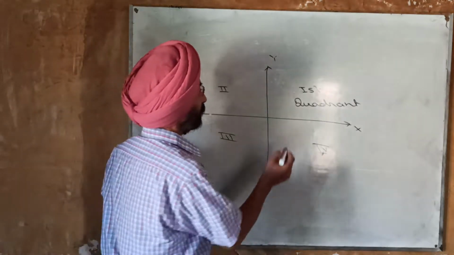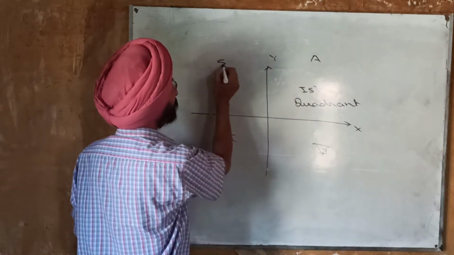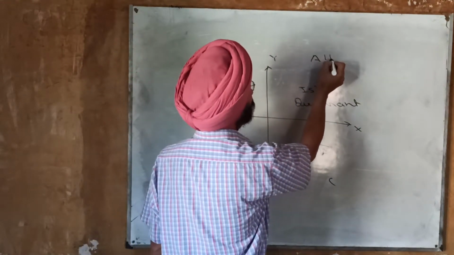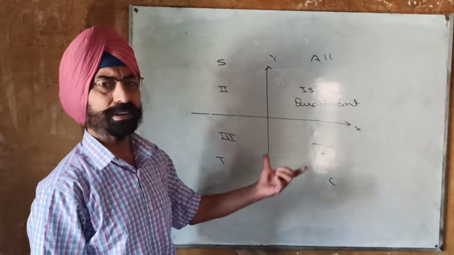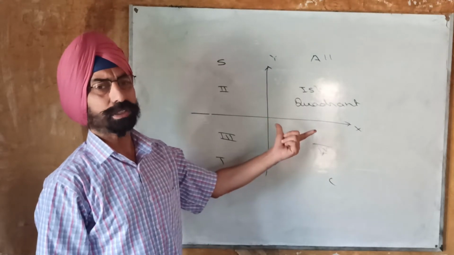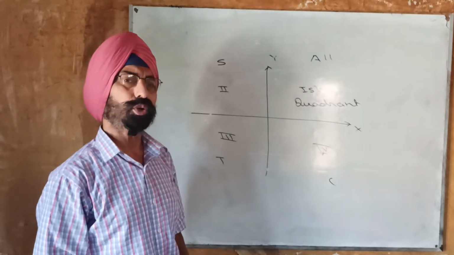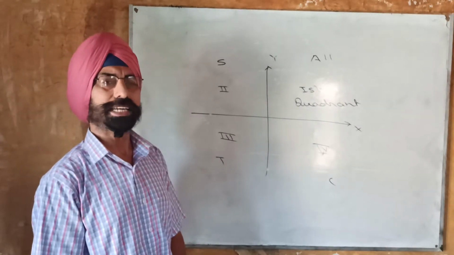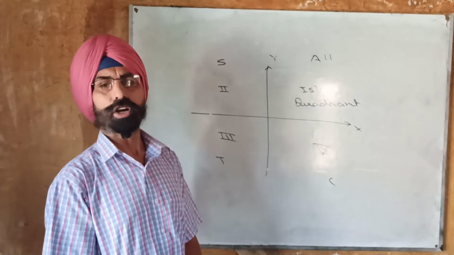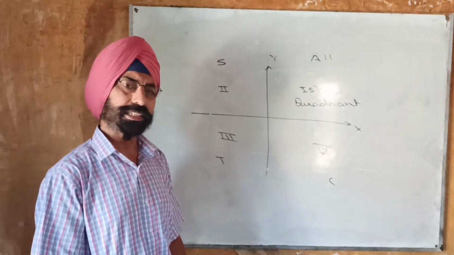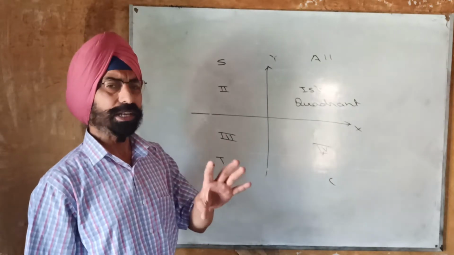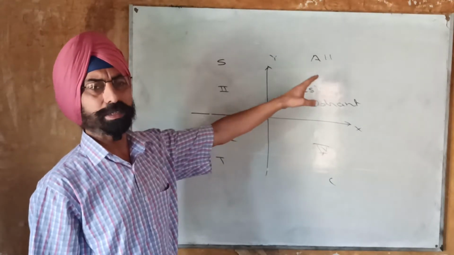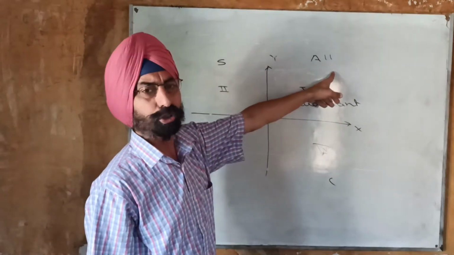There is one rule, that is A, S, T and C. Here A means all, that means all the trigonometric functions assume positive values in the first quadrant. If you want to know the value of cos 56 degree or sine 82 degree or tan 68 degree, cot 41 degree, secant 28 degree, cosecant 18 degree, any trigonometric function with an angle lying between 0 and 90, whatever the value will be, it will be positive because all are positive here.